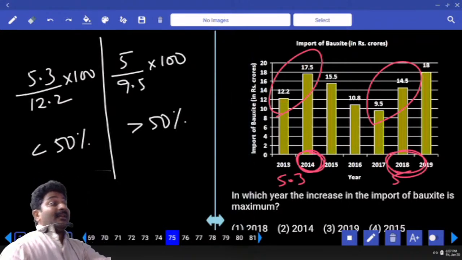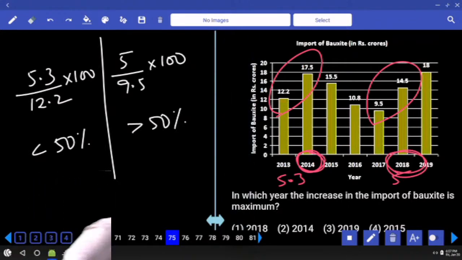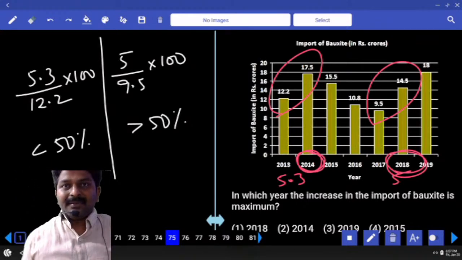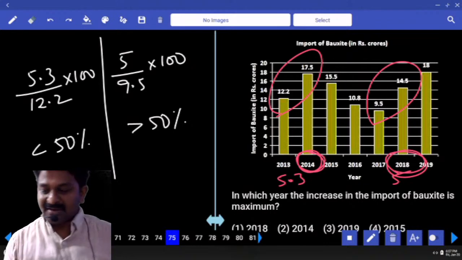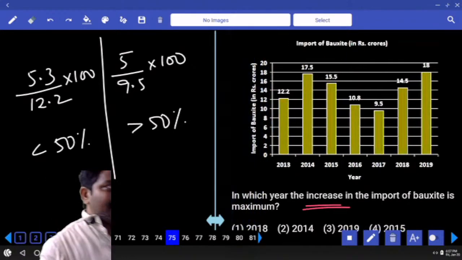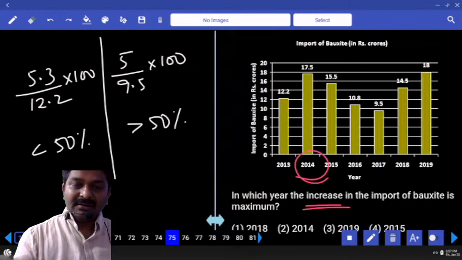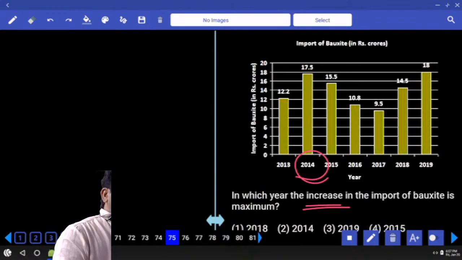If you are asked to calculate highest percentage increase, then 2018 is the right answer. But it is not about the percentage, it is about just number. So 2014 is the final answer. Hope it is clear.